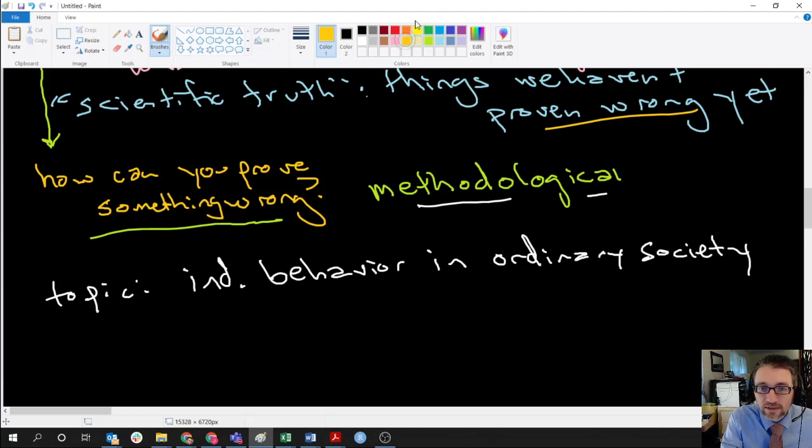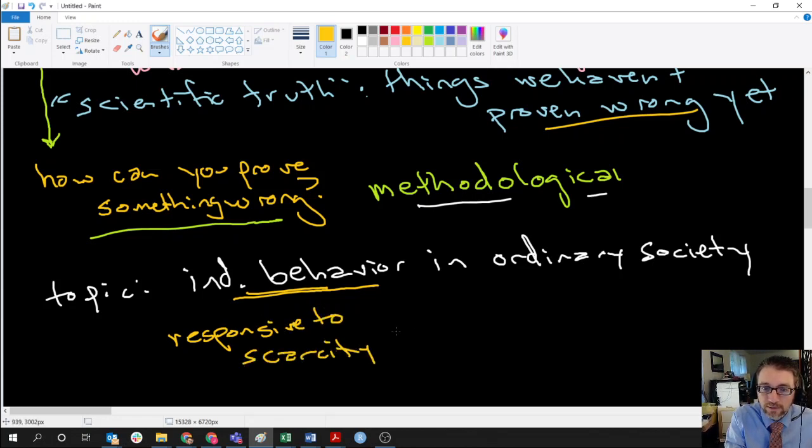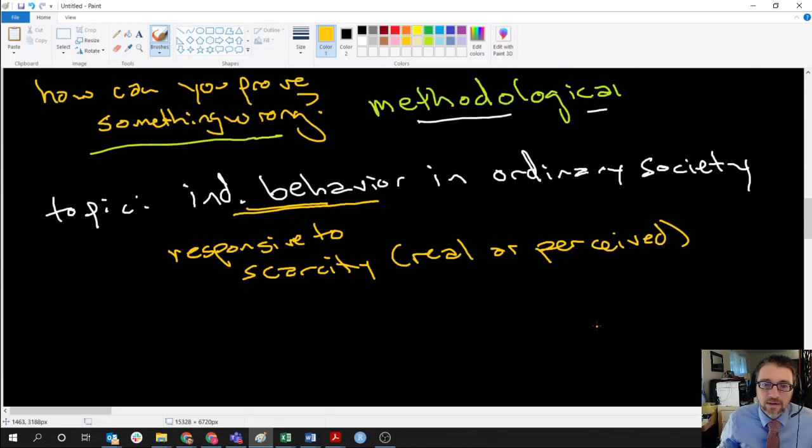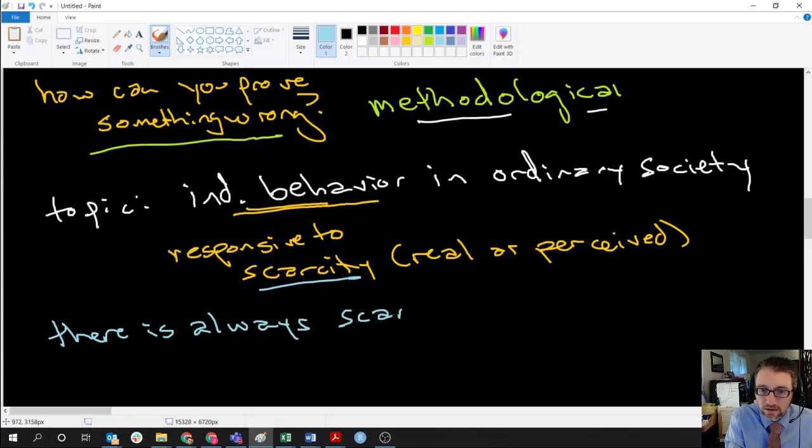And when I say under scarcity, the reason is that what we found is that this individual behavior often is responsive to scarcity. And that scarcity can be real or perceived. But what I'll say is I have learned through thought experiments and through observation that scarcity always obtains. So there is always scarcity. And humans are always fighting against it. Even if we achieved immortality, there would always still be scarcity.